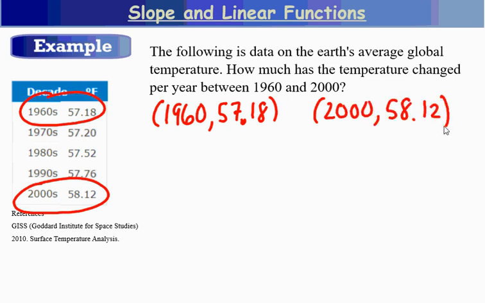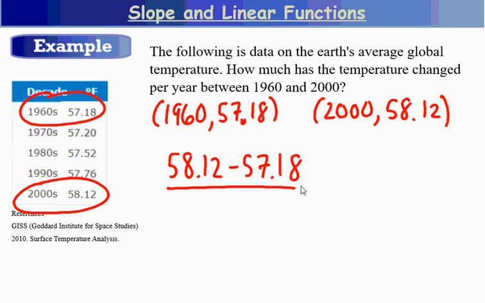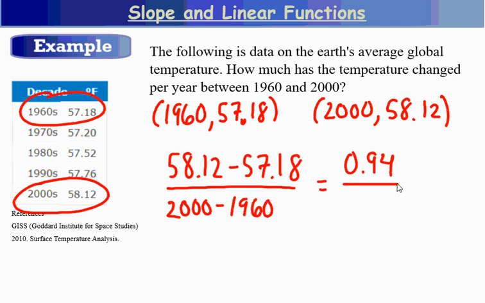I want to see how much it's changed. So how much has the temperature changed? Well, 58.12 minus 57.18. I see that it has gone up by 0.94 degrees. And it's done so over a period of 2000 minus 1960, which shows me it's done that over a period of 40 years. So this top value is how much the temperature's changed. This bottom value is the time period, that's over 40 years. If I actually take 0.94 and divide it by 40, I get a value of 0.0235.